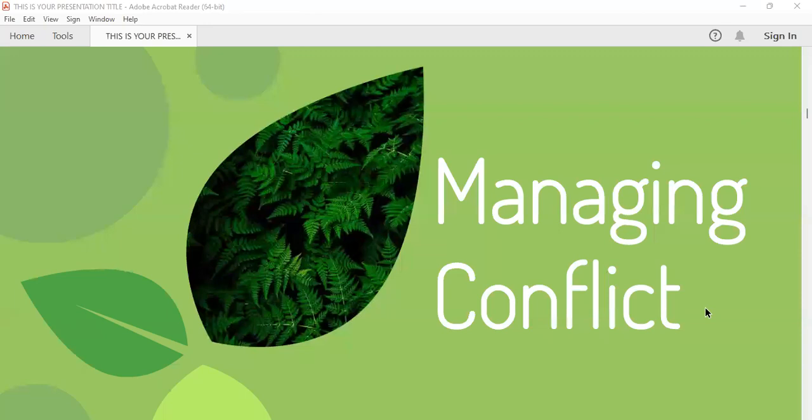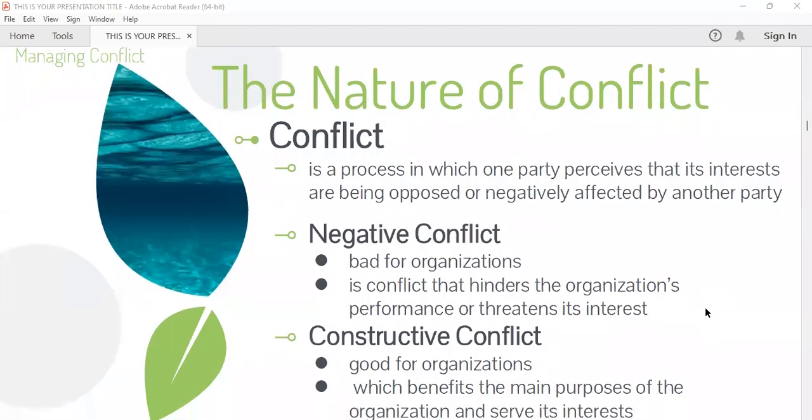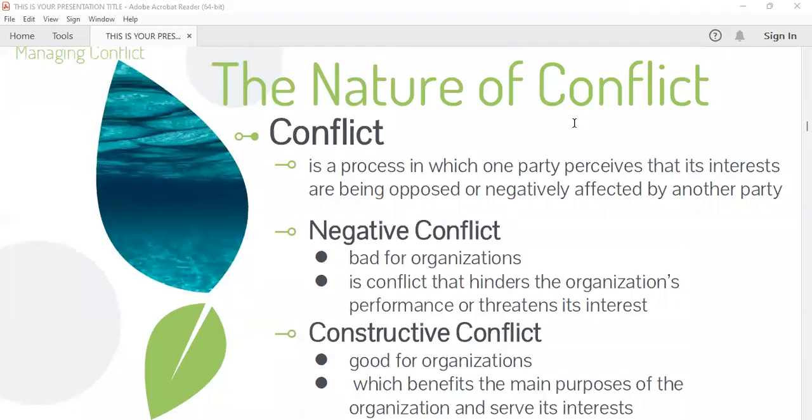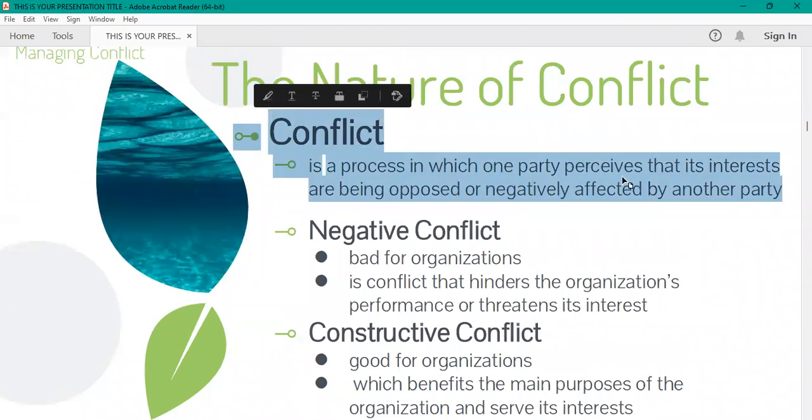So the first one is how do we manage conflict? So conflict. How do we manage conflict, the process? First, what's the nature of conflict? It is a process in which one party perceives that its interest has been opposed by the other party. So conflict arises from opposition, especially from one party to another.